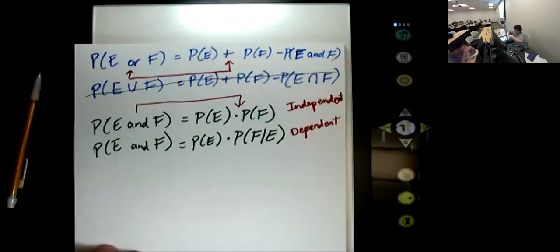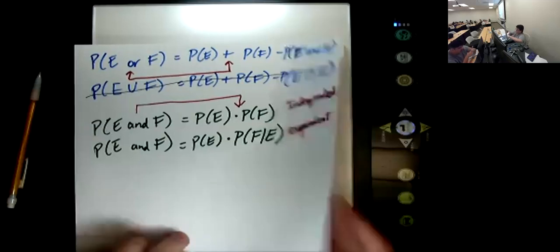Let's start 5.5. Five point five is on counting techniques.